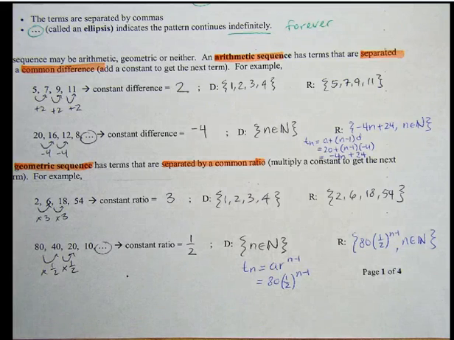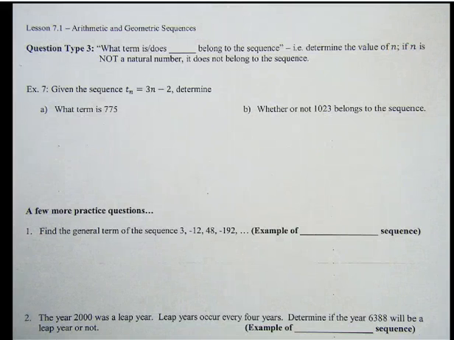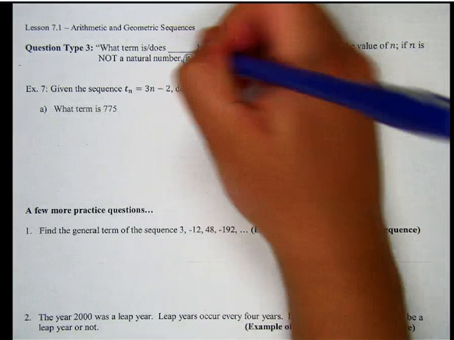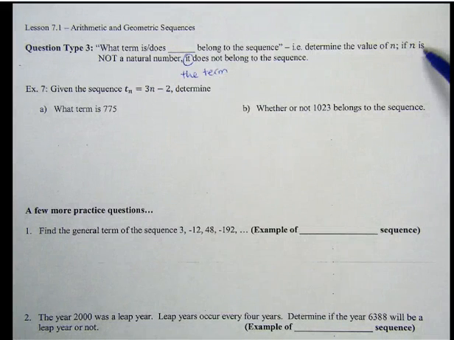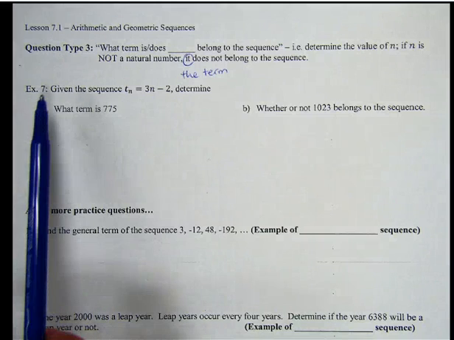We're going to go over the last question type, number 3. All right, in this last question type, what term is, or does blank, so some number, belong to the sequence given? So in this question, you need to determine the value of n. If n is not a natural number, it does not belong to the sequence, meaning the term, rather, does not belong to the sequence. All right, remember for all sequences, n has to be a natural number, so it can't be a decimal value, can't be a fraction, can't be a negative. All right, so let's go over this example.